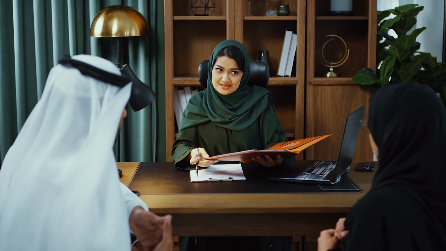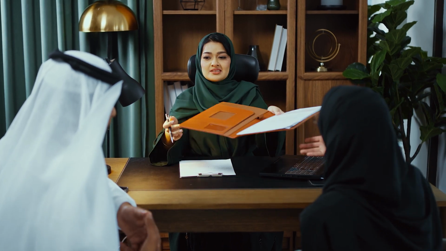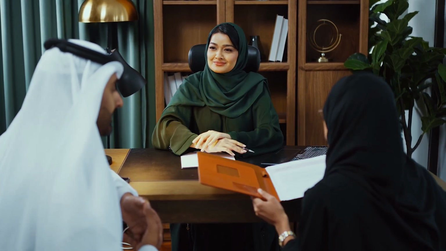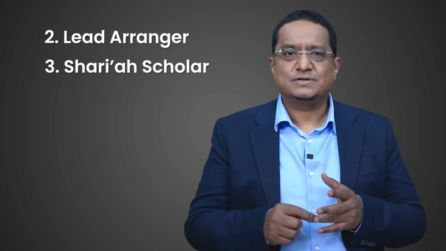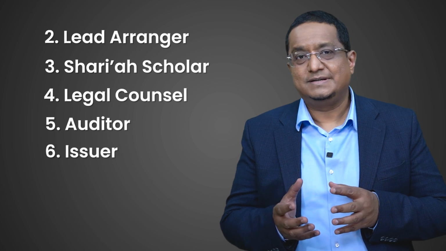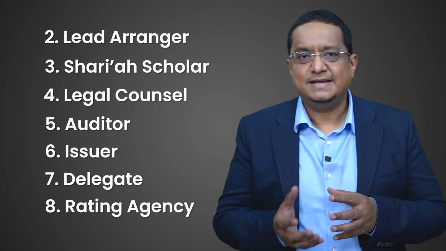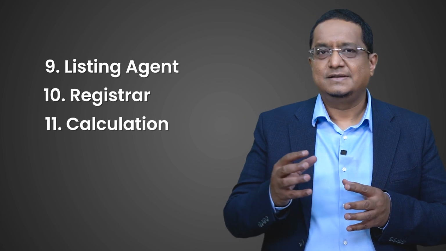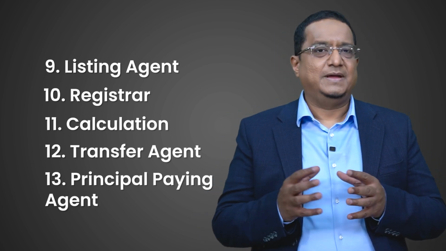The first is the Obligor. The Obligor basically is the client or the customer who wants liquidity and who has taken Sukuk as an avenue to raise that liquidity. The second is the lead arranger. Third is the Shariah Scholar, legal counsel, auditor, issuer, delegate, rating agency, listing agent, registrar, calculation agent, transfer agent, and the principal paying agent. Let's talk about each one of them in a little bit more detail.